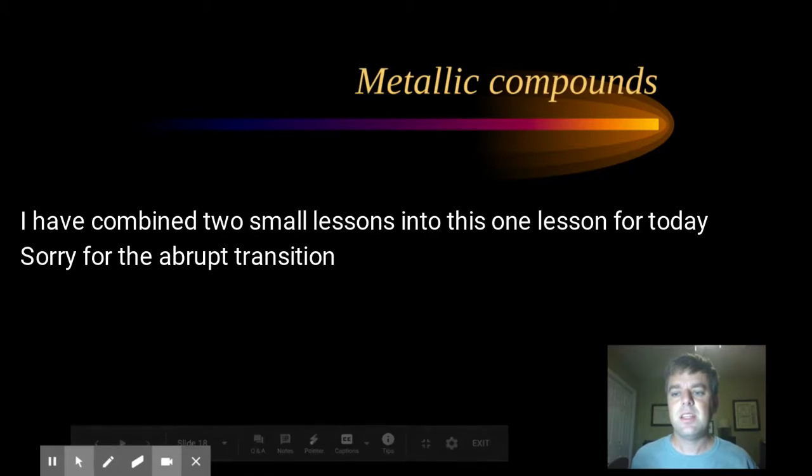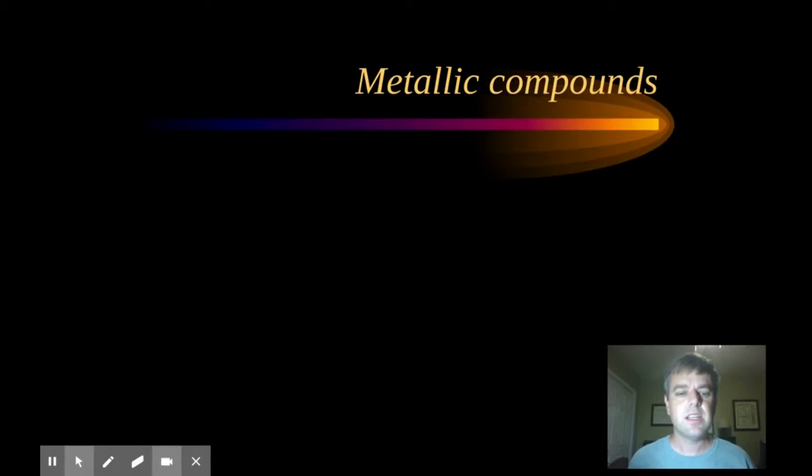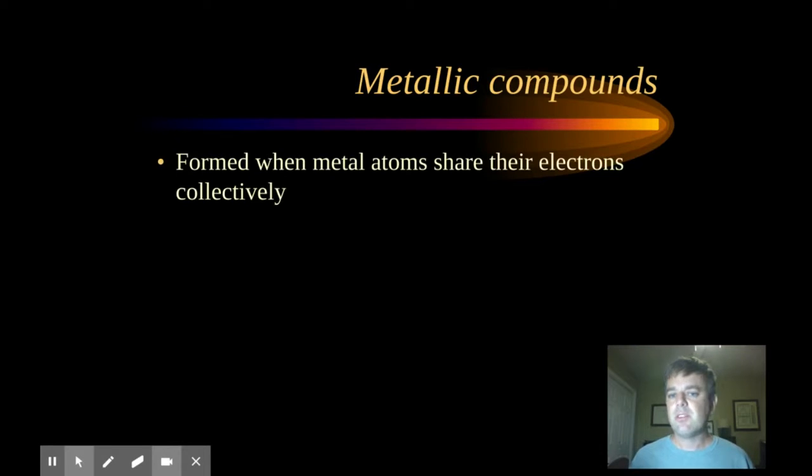Today we're going to talk about the third category of compounds that we're going to study in this unit, which is metallic compounds. Metallic compounds are obviously made of metals, the things on the left side of the periodic table. And they are formed when metal atoms share their electrons collectively. The metals, which have low ionization energies, can easily lose electrons. When metals bond, they basically just release their electrons to be shared equally with all the metal atoms as they need them. And this is what we call a sea or an ocean of electrons.